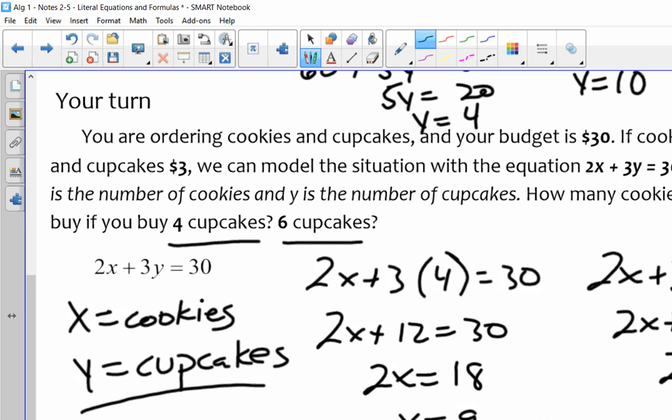Okay, so there you go. First time I bought 4 cupcakes, and that will let me get now 9 cookies. And then the second time I bought 6 cupcakes, and this will then let me buy 6 cookies. Okay, so you have an equation here. It's got different variables in it. That's called a literal equation. That was from our notes.